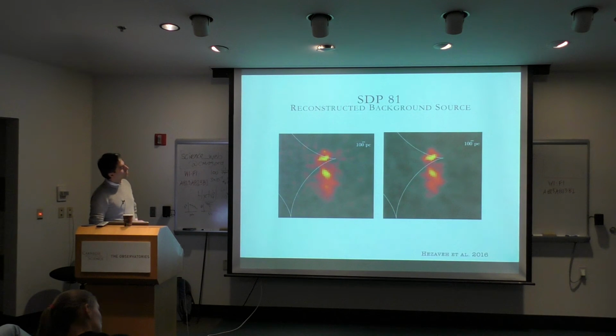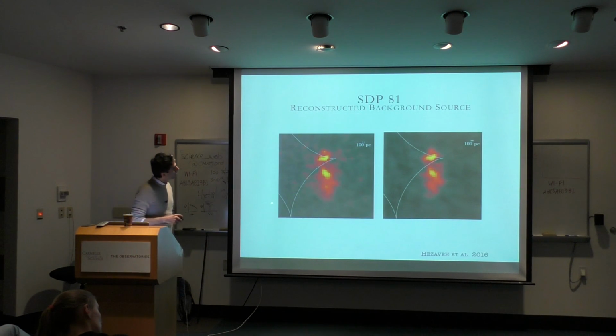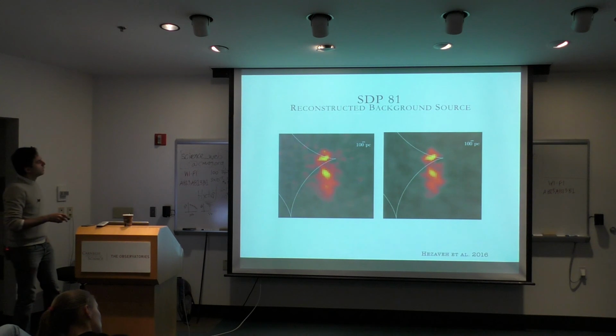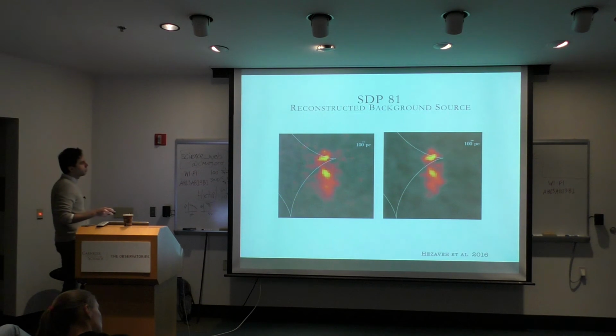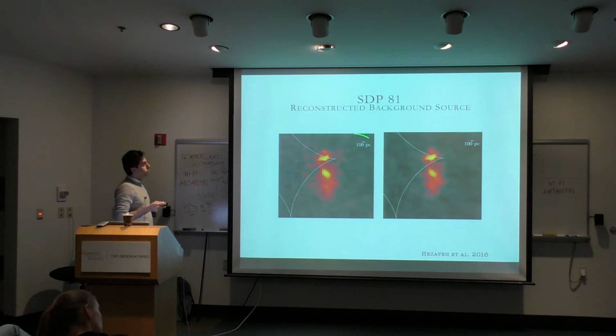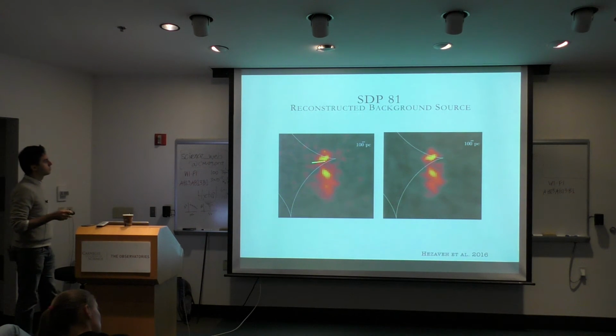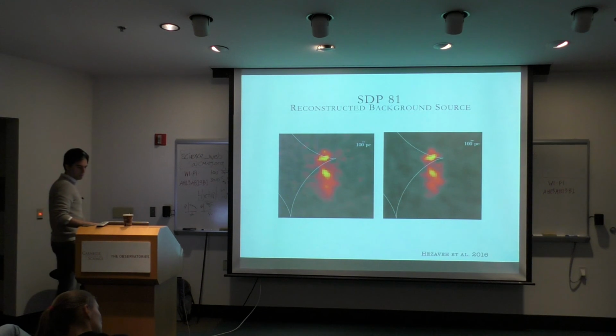So this is our reconstruction of the background source. You see band 6 and band 7. The data has been taken in different bands, band 4, 6 and 7, and so these are different frequencies. So that's what the SMG at redshift 3 looks like down to about 100 parsec resolution.